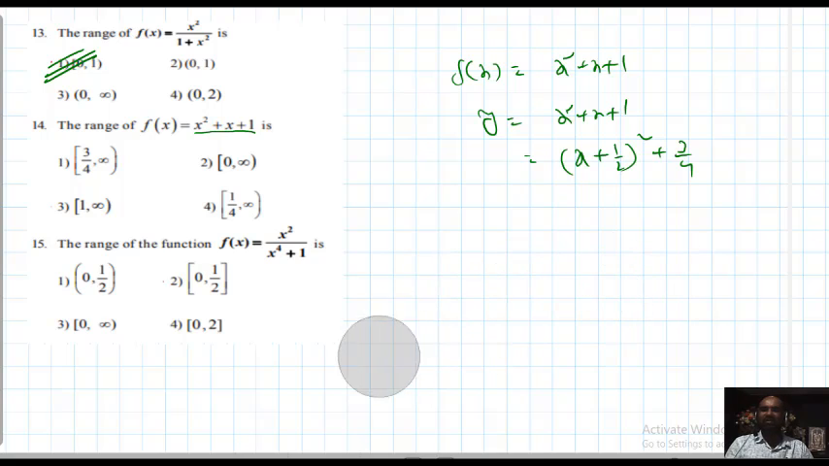That's why your y is x plus 1 by 2 whole square plus 3 by 4. What is the meaning of this? The minimum value of the square is 0 when x equal to minus half. Other than that this value is greater than 0. I can say this is greater than or equal to 0, plus 3 by 4 means the total value is greater than or equal to 3 by 4. So y is greater than or equal to 3 by 4. What is the question? Find the range: 3 by 4 to infinity. I can say option 1 is correct for that.